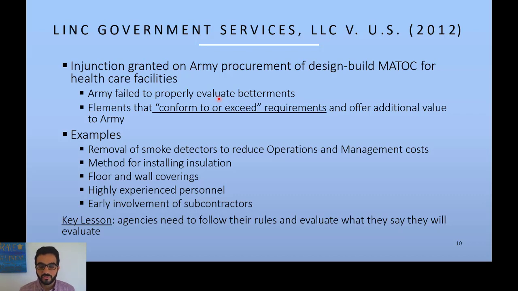So it's similar to ATCs. But an ATC is a full package of solution. Here you have pieces that provide betterments or improvements in the criteria that is shared by the owner. These are some examples listed in Link Government Services here. Link Government Services was not selected, and they questioned that procurement process, and a court issued an injunction, meaning it stops the procurement process from moving forward until further investigation is done.